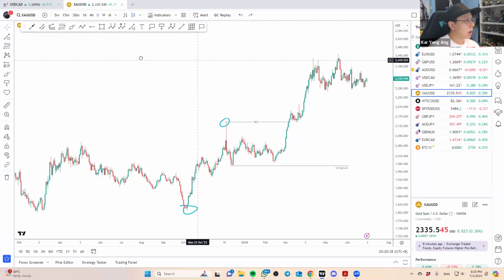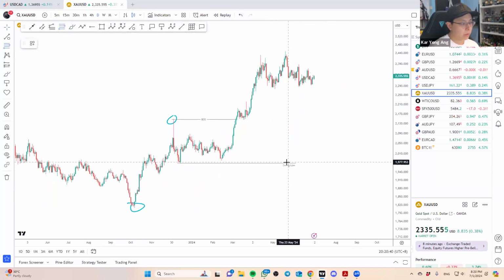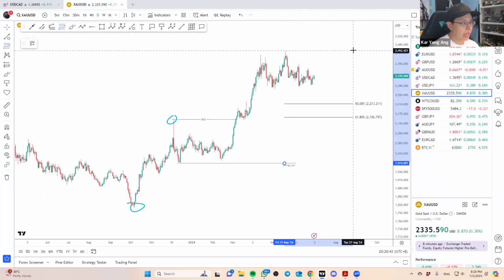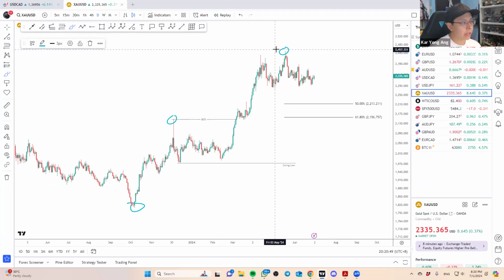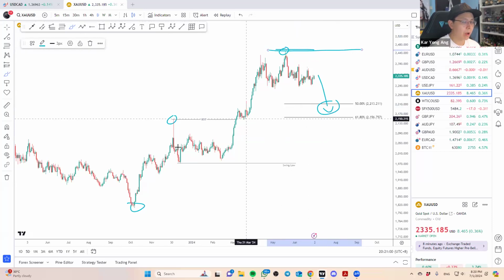So how do we follow on the analysis from here? We look at FIB. Did we get a 50% pullback? Not yet. So technically, this is a temporary swing high. But if the market continues to go higher, then we have a new swing high. If the market comes back down and tags the 50%, then we know that's our swing high.